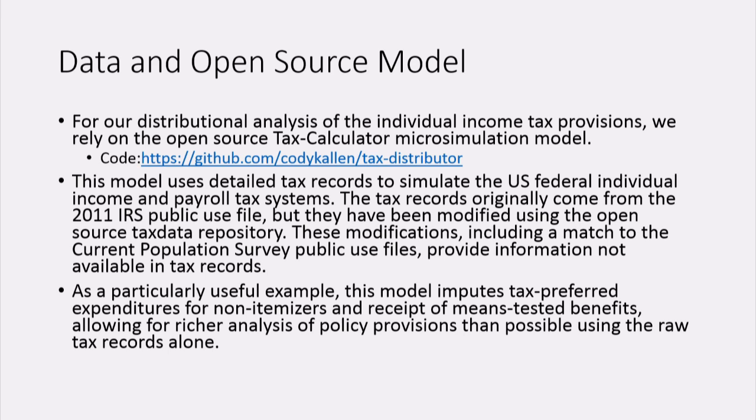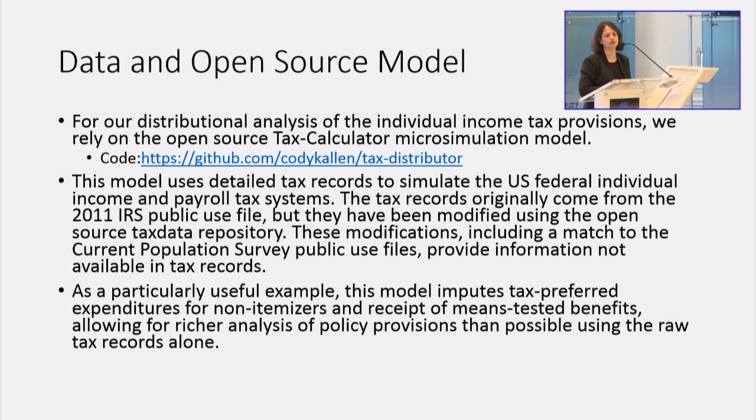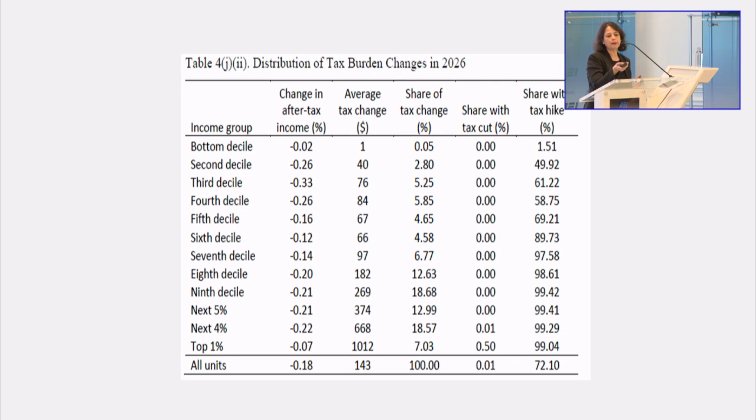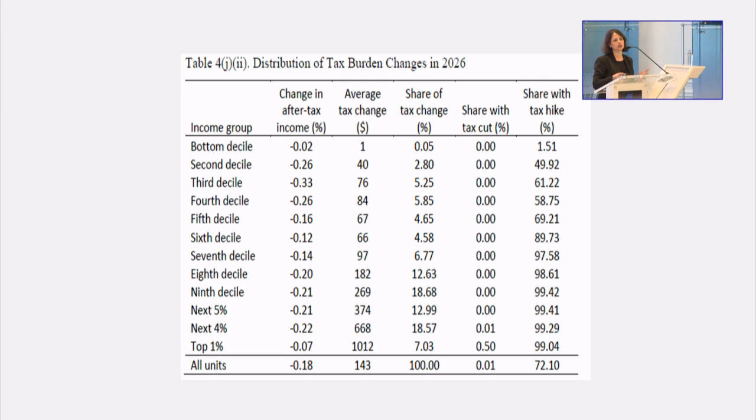It uses basically the IRS tax file for 2011, extrapolates it forward. We also match with the CPS to get some of the household level information that's not in the tax records. And this is basically what we're able to do. So we can look at the distributional impacts at different income deciles, bottom decile, top deciles, and also break up the top into the top 1%, the next 5%, and so on, and look at how many households actually are likely to experience a tax hike with the TCJA, how many are likely to face a tax cut.